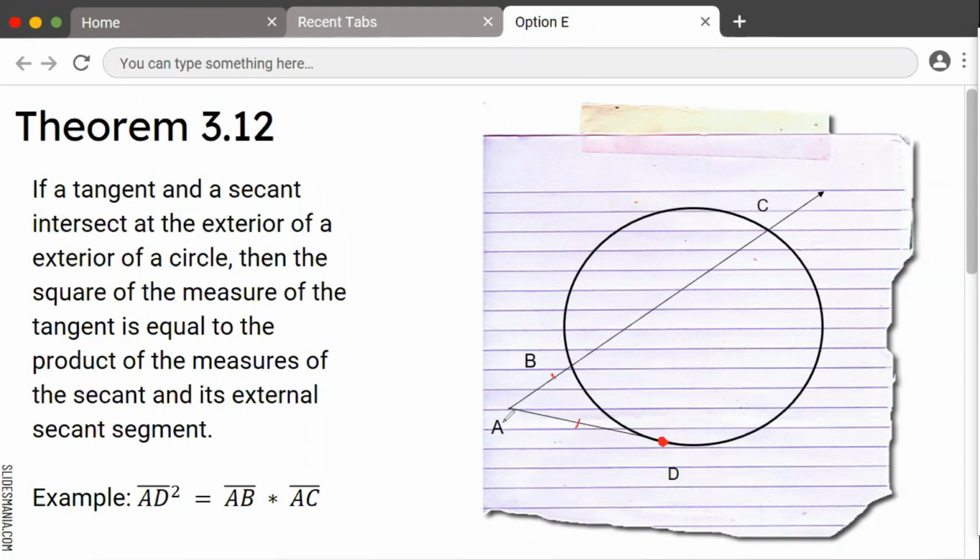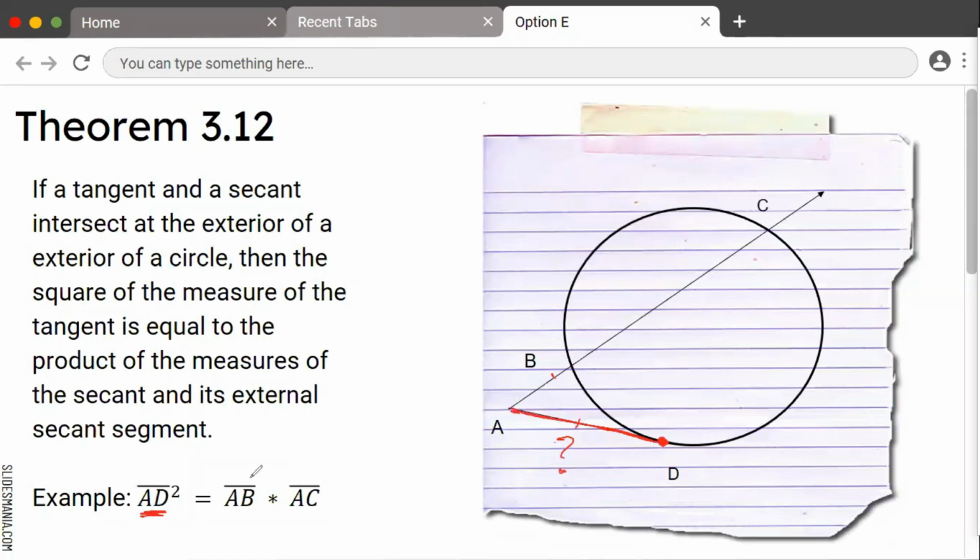So how, sir? Here. If a tangent and a secant intersect in the exterior of a circle, then the square of the measure, when we say squared, power of 2, of the tangent is equal to the product of the measure of the secant and its external secant. Now, if you observe here, if this is missing, all you need to do, based on the given statement, the measurement of this line here is equivalent to the squared.